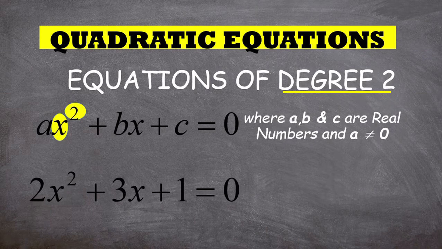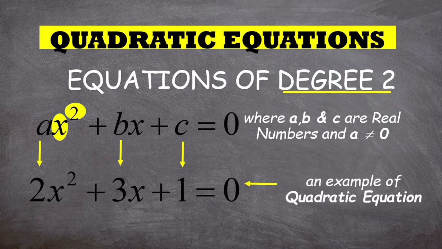For example, 2x squared plus 3x plus 1 equals 0. We can identify the values of a, b, and c here. Now a is equal to 2 and b is equal to 3 while c is equal to 1. So 2x squared plus 3x plus 1 equals 0 is an example of a quadratic equation.